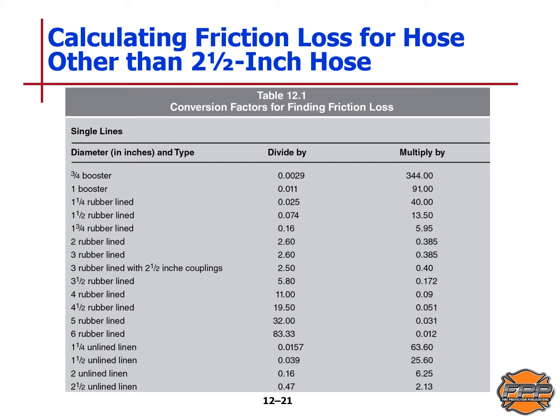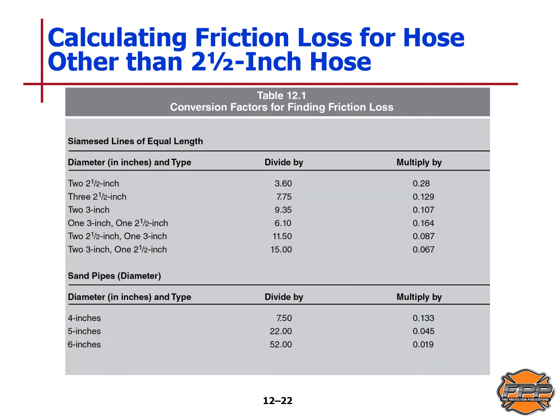This is the table for calculating friction loss for hose other than 2.5 inch hose, and eventually you'll get this memorized. But this chart is very important because it helps you figure out the coefficient for different size hoses and what you divide by and multiply by to get an accurate reading. This is the remainder of the table for the conversion factors for finding friction loss.